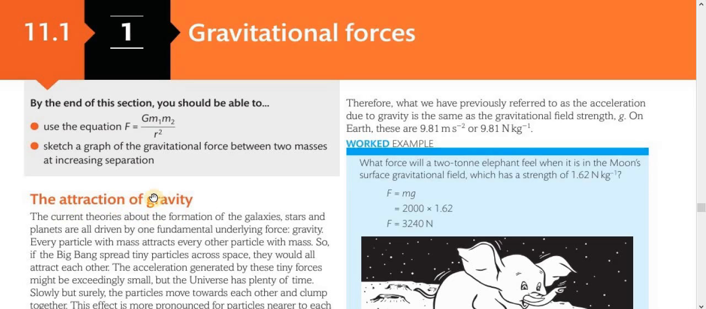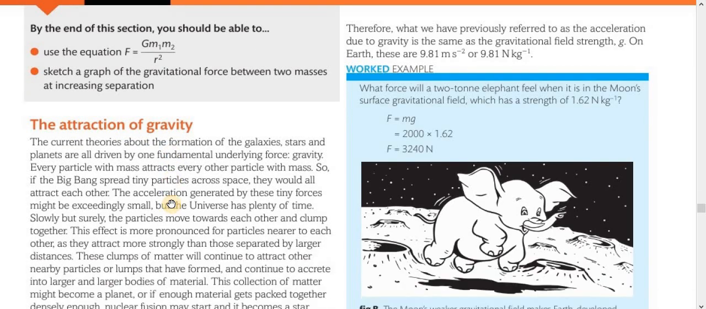Alright, then the attraction of gravity. You have learned this equation, F is equal to mg. Now the F is actually the weight, so W equals mg. Weight is a gravitational force. So we can also write it as F equals mg. M is the mass, g is the gravitational field strength, also called the acceleration of free fall.